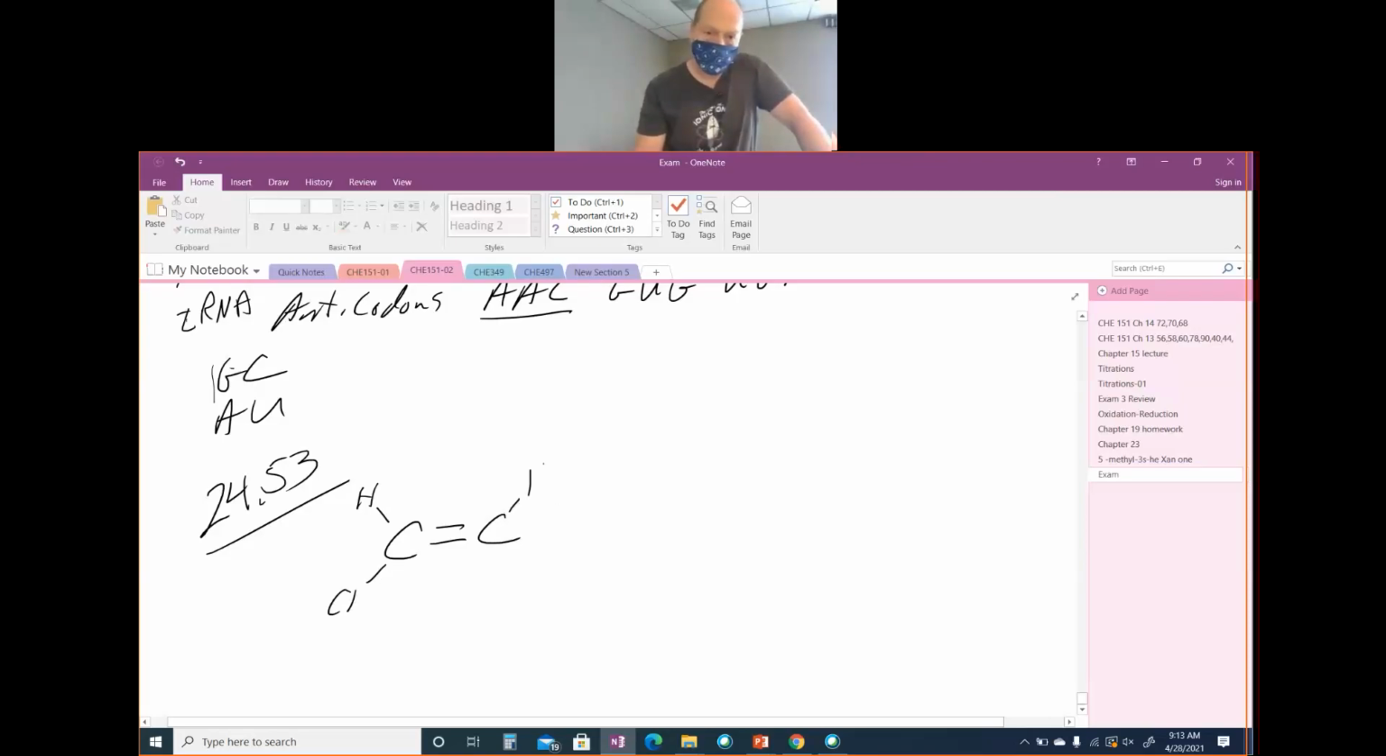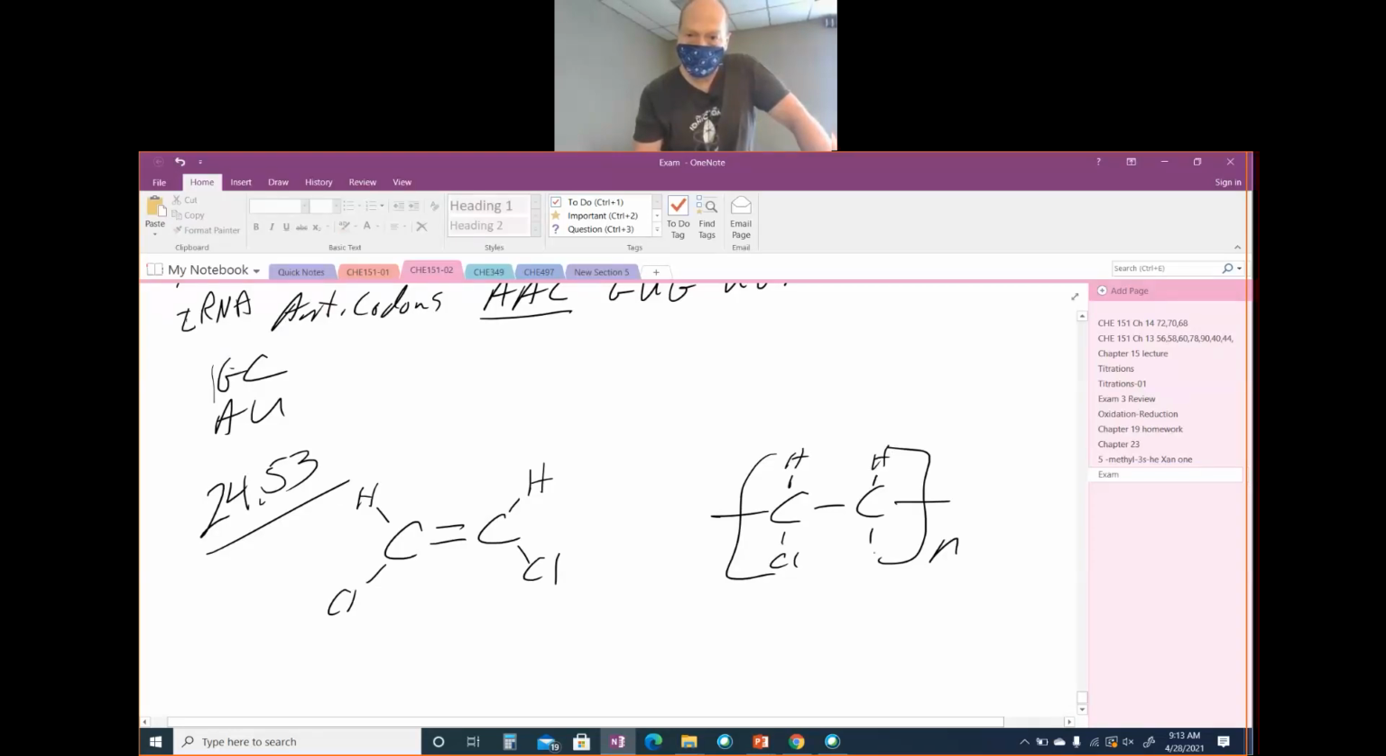This is exactly the same as the last one, where anytime you have an addition polymer, you get rid of the double bond, and then you have to have 4 bonds to carbon. The single bonds do not change. You just put in all the single bonds, and that's just going to keep repeating. They said trans and cis. Okay. So this is cis 1,2-dichloroethene.